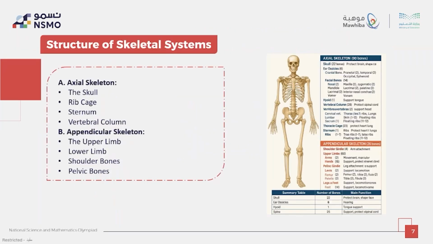Okay, let's talk about the structure of the skeletal system. The skeletal system has two divisions, the axial skeleton and the appendicular skeleton. Let's talk about the axial skeleton. This section forms the central axis of the body, protecting vital organs such as the brain, heart, lungs, and spinal cord. First in the axial skeleton is the skull. It acts as a high security vault, protecting the brain and shaping the face.